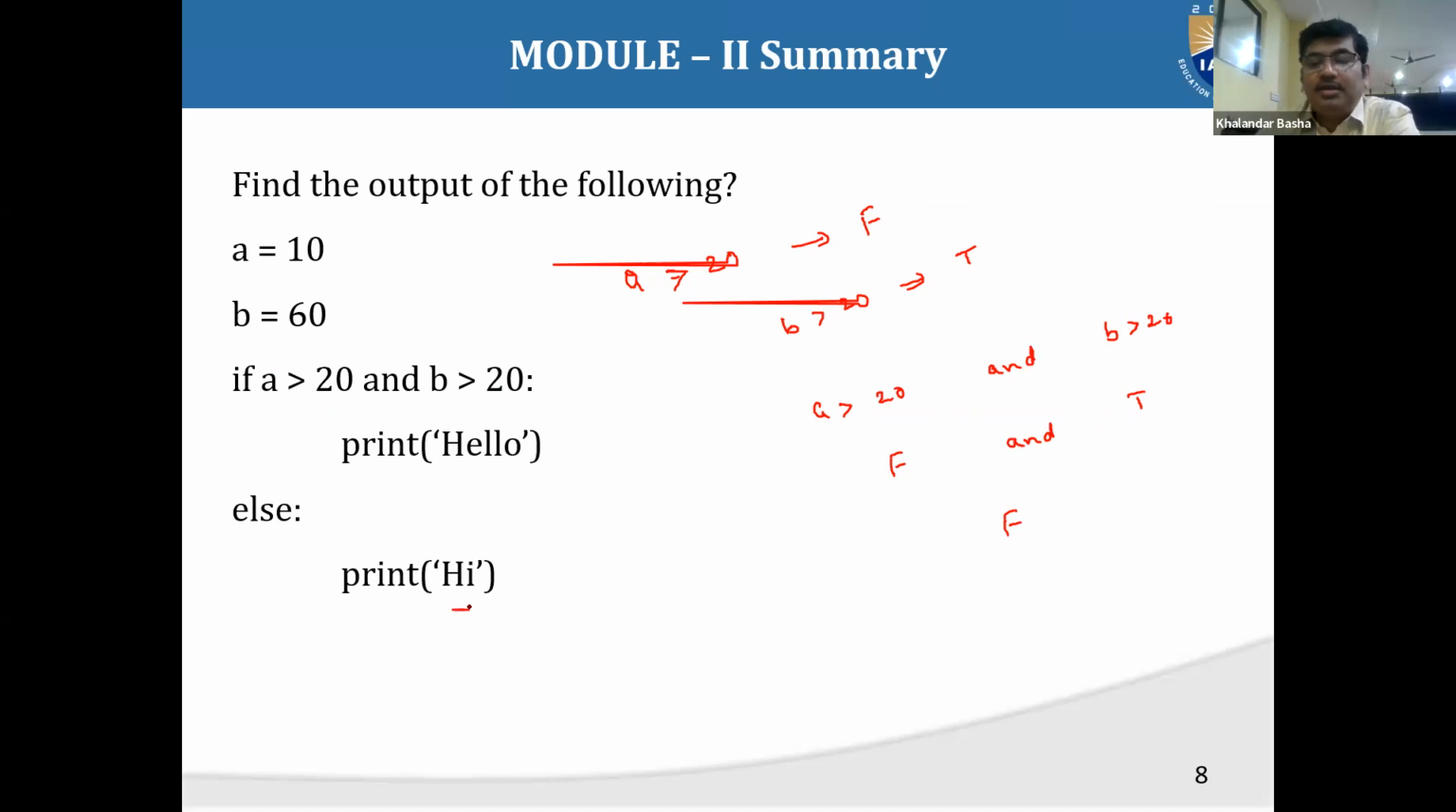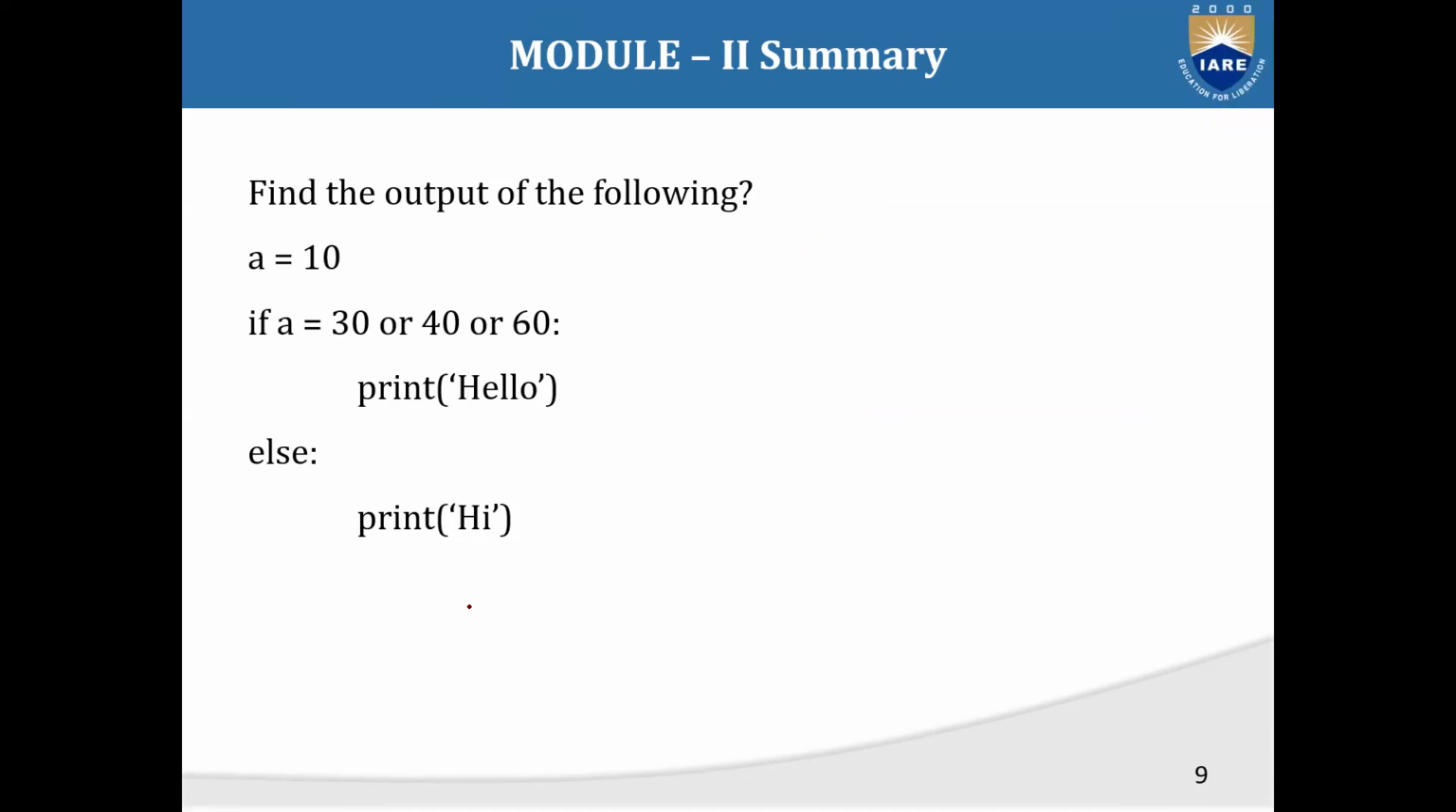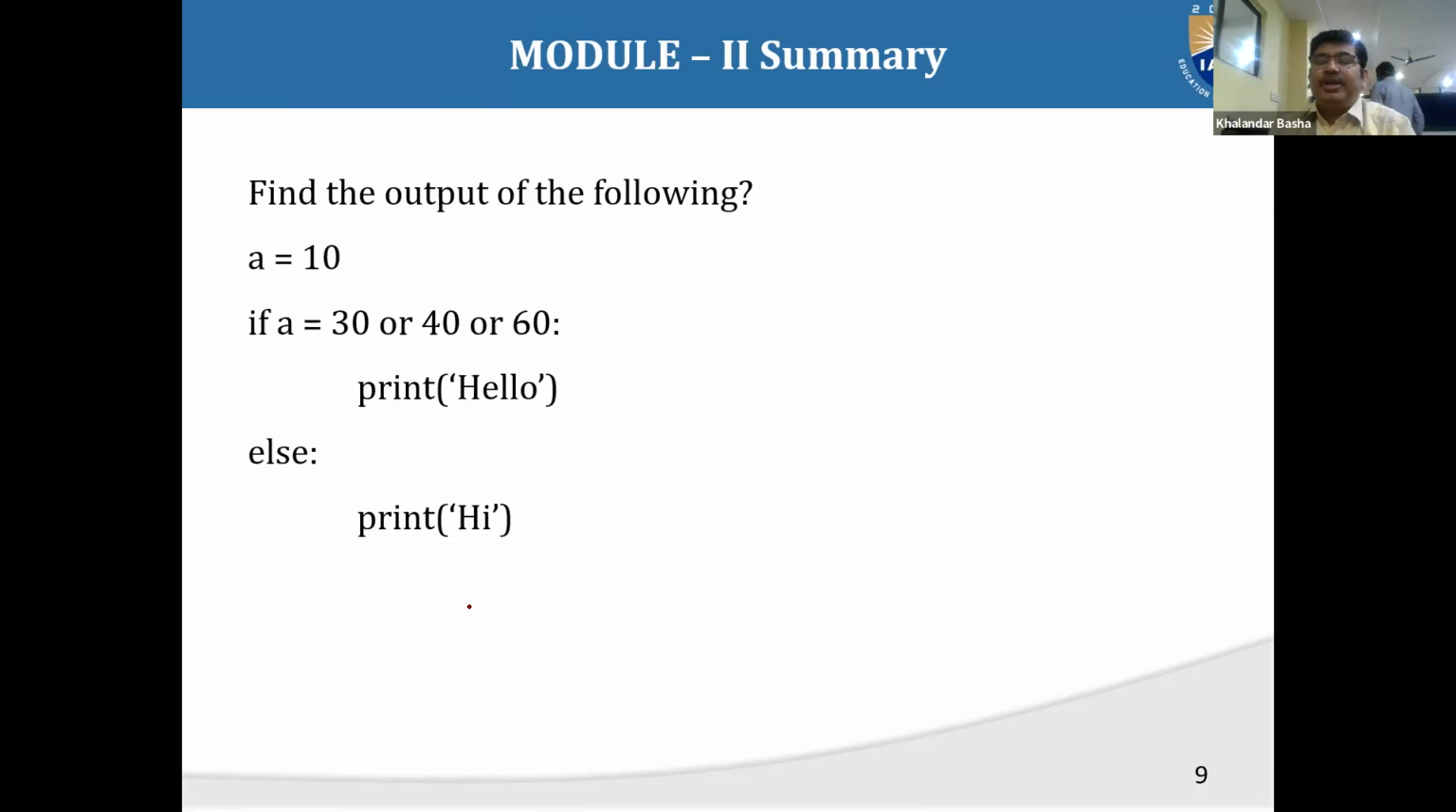Clear? Now I'll move to the next one. See here, is this code correct, or are there any mistakes in this? Sir, A double equal to. Here we are doing comparison. Whenever you're doing comparison with conditional operators, it should be double equal to.